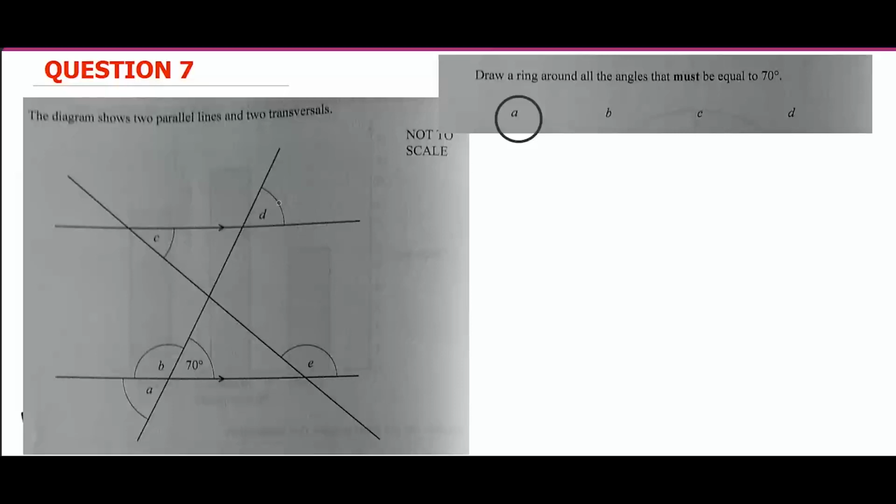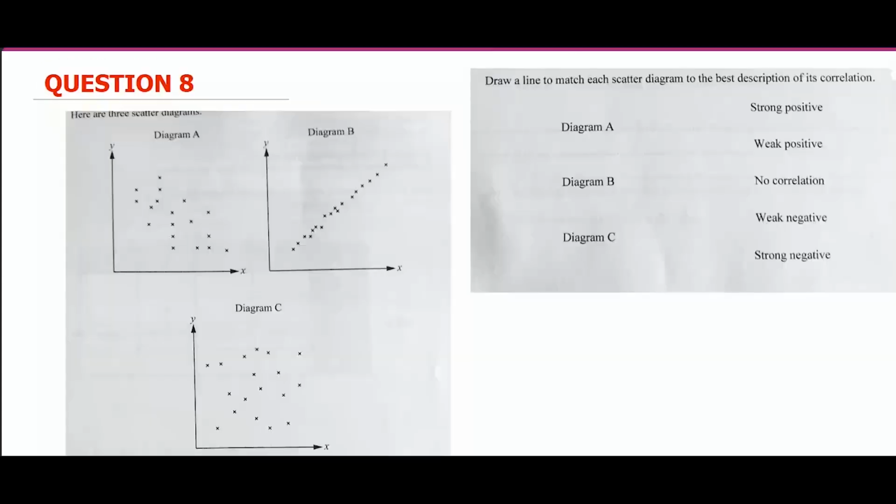Then let's go to D. D will also be 70 degrees. Why? Because 70 and D are corresponding angles. They are inside this letter F. If you trace it up like this, you can see they are both corresponding angles. So I will also draw a ring around letter D here. If you look at the last one, E, it has no connection. So it is angles A and D that are equal to 70 degrees. Let's go to the next one.